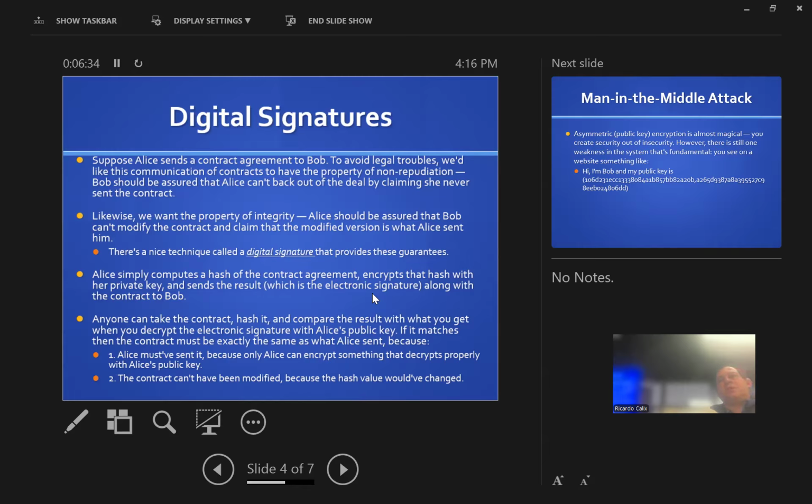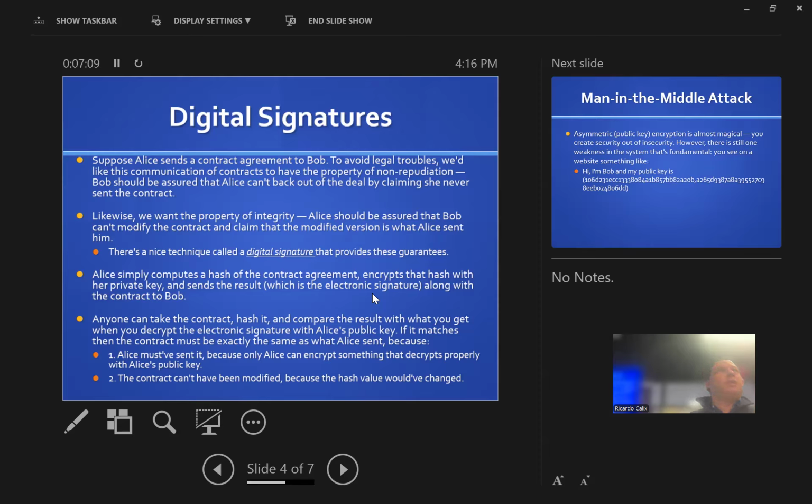Remember, the scenario is we've got Bob and Alice, and each of them in asymmetric encryption has a public and a private key. We've been using the public key to encrypt, and then it can only be decrypted with the private key. Now we're going to flip the switch and encrypt with the private key, and that gets decrypted with the public key. Do you see that? That sounds strange. You're encrypting with the private key, and then you're going to decrypt with the public key.